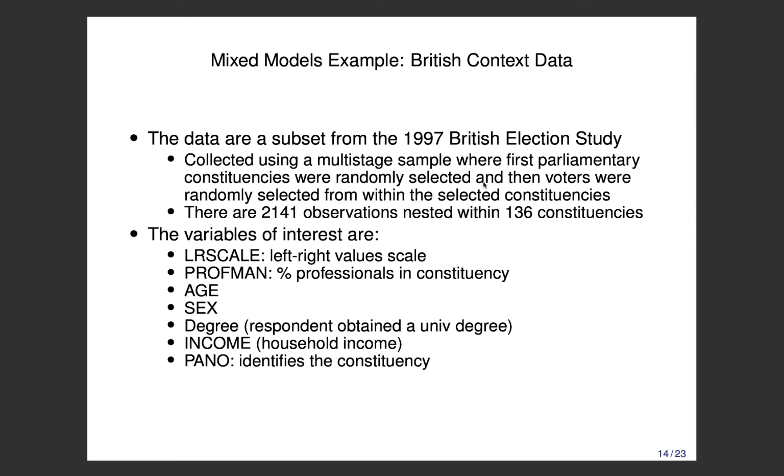So I want to move to talking about a more concrete example now. Here we've got data that are a subset from the 1997 British election survey. This used a multi-stage sample where first parliamentary constituencies were randomly selected and then voters within those constituencies were randomly selected. So we have 2,141 voters nested in 136 different constituencies.